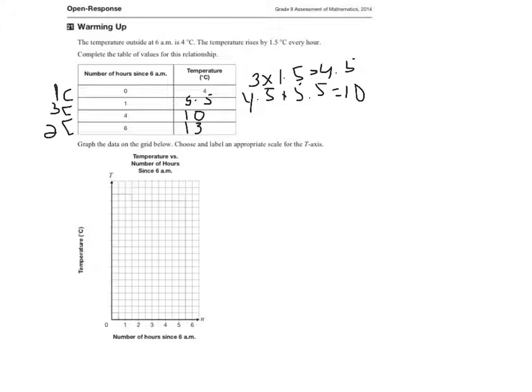Okay, and it's very easy to get this mixed up and just to go from 4 to 5.5 to 7 to 8.5. You need to pay attention to how many hours you're increasing by.